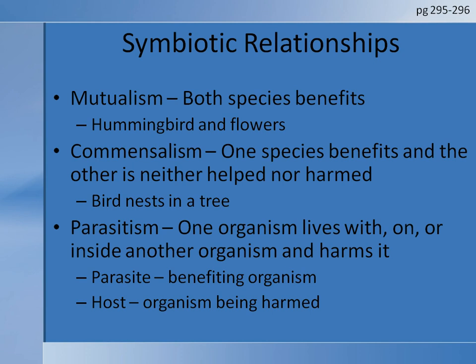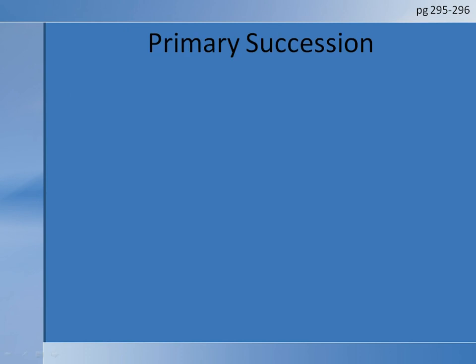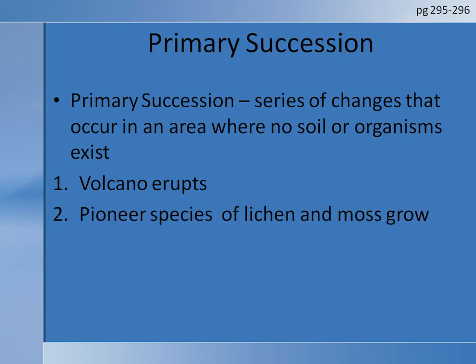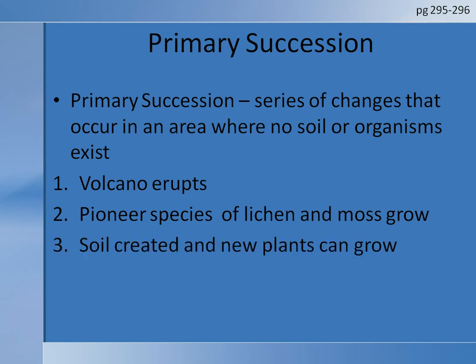The last thing in Chapter 8 is looking at the idea of primary succession. Primary succession is a series of changes that occur in an area where no soil or organisms existed before. An example situation the book has is when a volcano erupts, then pioneer species of lichen and moss start to grow, and these can help to break down rocks. If you think about moss, it actually helps to break down rocks. Volcanoes produce lots and lots of rocks, and then the soil is created and new plants can finally grow there.